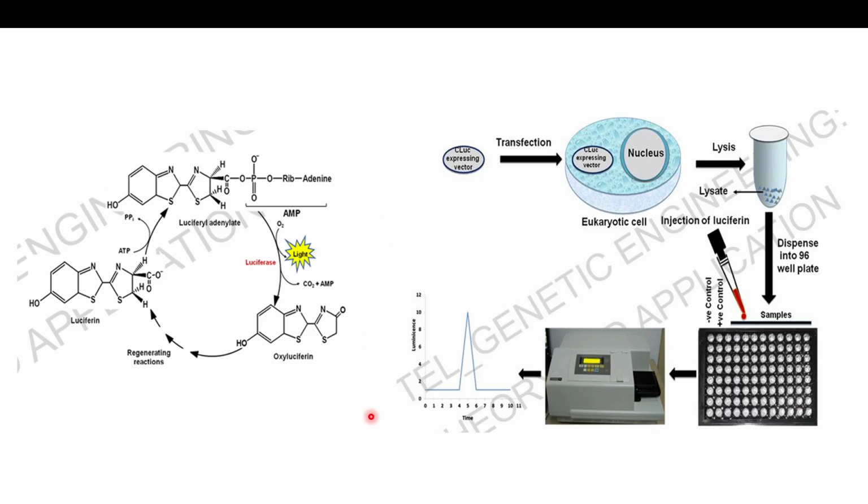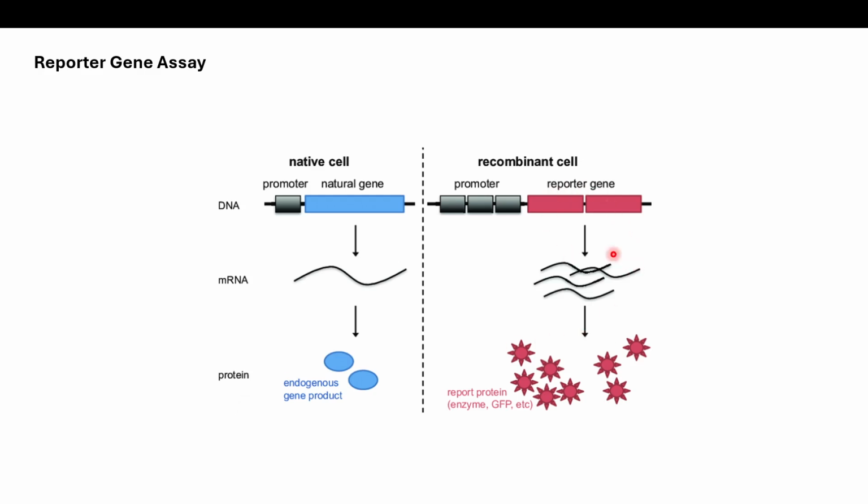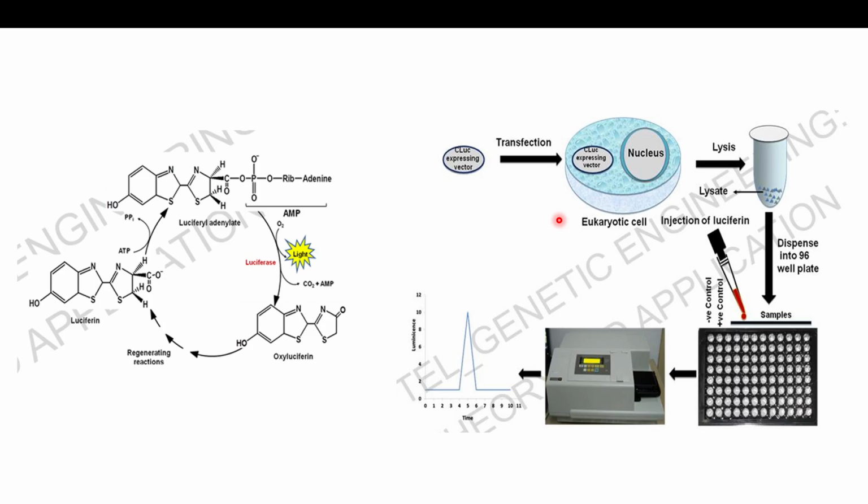So this is the luciferase reporter assay. Suppose the gene encoding the luciferase enzyme is the reporter gene that has been fused here. Then an external substrate, luciferin, is added, and in the presence of ATP and magnesium ions, luciferin gets converted into luciferyl adenylate, and AMP is incorporated.